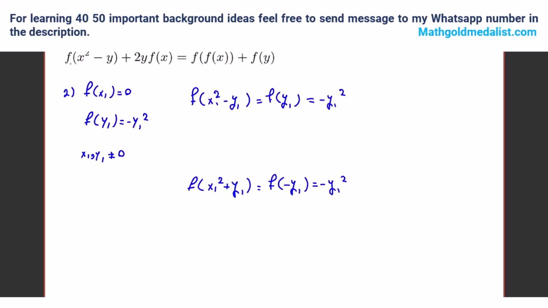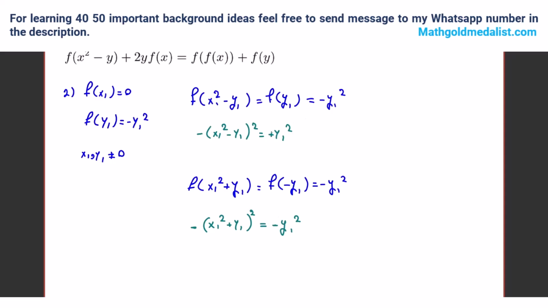And like the previous case, it cannot be this one squared, because then you can take these to the left hand side, a sum of two squares equal to 0. Each of them should be 0. So the only possible case here is negative x1 squared minus y1 squared equal to negative y1 squared. And for this one, x1 squared plus y1 whole squared, negative of that is equal to negative y1 squared. Okay.